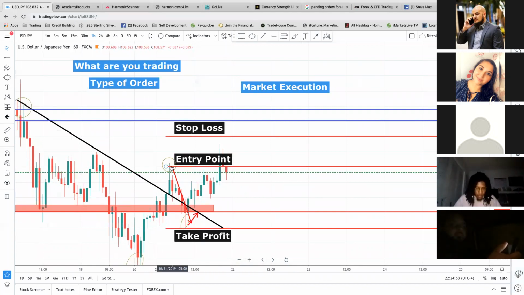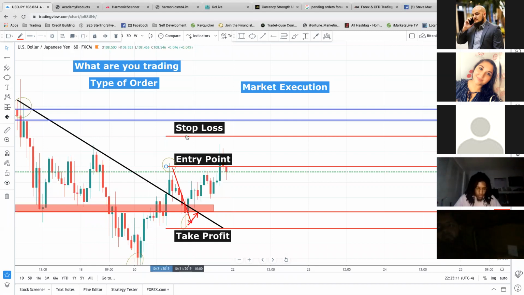It's telling you to sell. Market execution, sell. Sell means what? It's going down. Sell means it's going down. So you enter here and your stop loss is here.